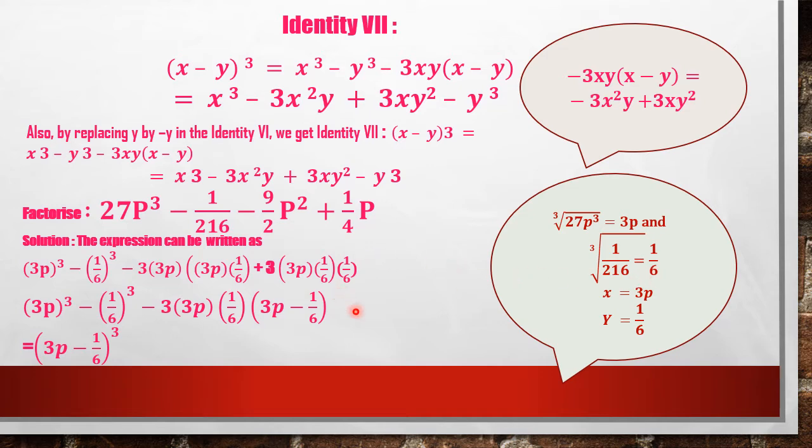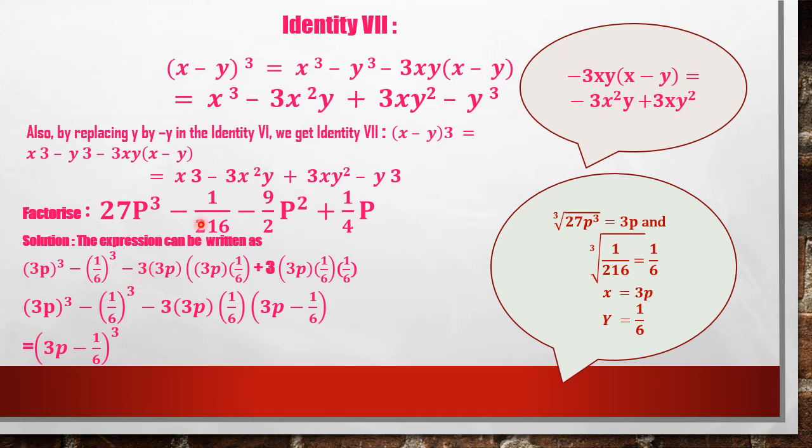Now, we have to do nothing, just replace x in the general form of the identity. There will be x and y. Replace this x with 3p and replace y with 1 upon 6. So wherever you find x, you have to write 3p. See over here 3p, but in the bracket. So it is called 3p whole squared minus, this term is over here in the second place. So minus 1 upon 6 whole cubed minus, just replace x and y.